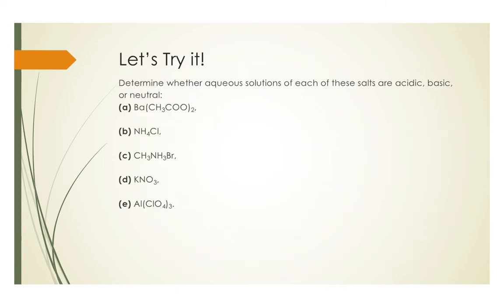All right, so here's your example. I have a whole bunch of different ions or salts here. Your job is to determine whether these solutions are going to be acidic, basic, or neutral. Take them one at a time, and then we'll come back and we'll talk about them. Okay, so let's look at the first one. We've got a barium ion and an acetate ion over here.